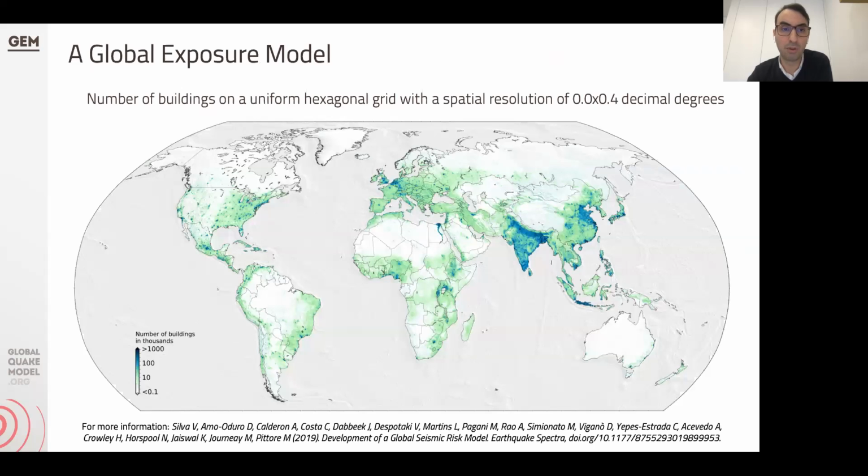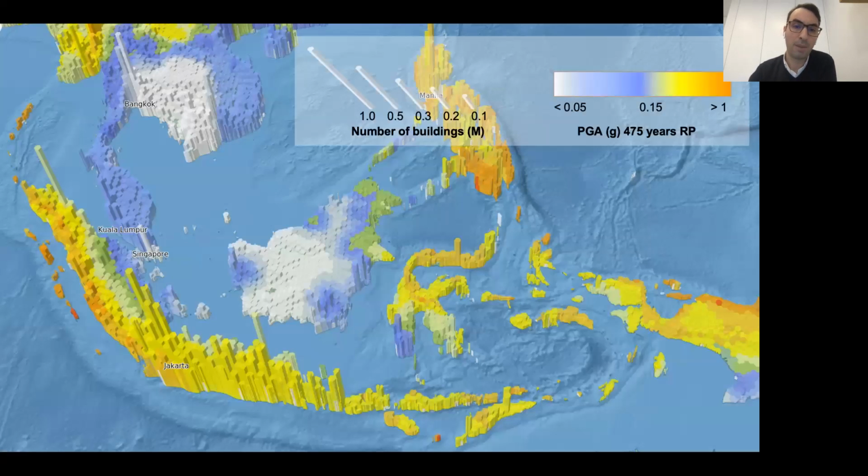This is the result of the global exposure model distributed on an evenly spaced grid with 0.3 by 0.4 decimal degrees. So moving forward now to how can we start combining already these data sets? Is this useful, having this information about the buildings plus the seismic hazard? Well, I think it is, even before we talk about risk, because it highlights already places where there's a lot of exposure and there's also a lot of seismic hazard.